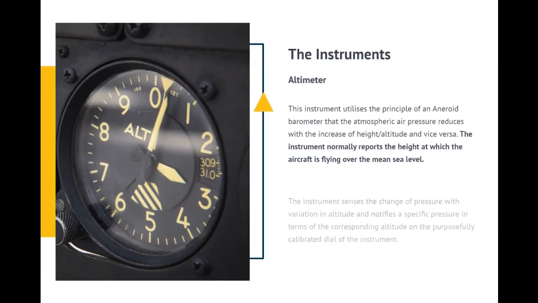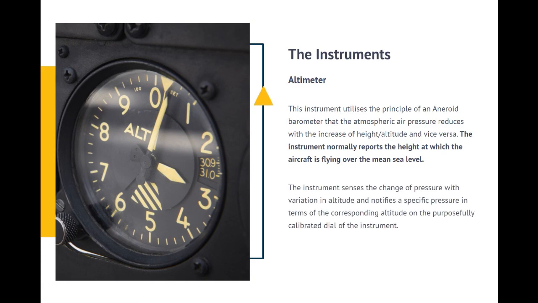Altimeter. This instrument utilizes the principle of an aneroid barometer, that the atmospheric air pressure reduces with the increase of height or altitude and vice versa. The instrument normally reports the height at which the aircraft is flying over the mean sea level. The instrument senses the change of pressure with variation in altitude and notifies a specific pressure in terms of the corresponding altitude on the purposefully calibrated dial of the instrument.